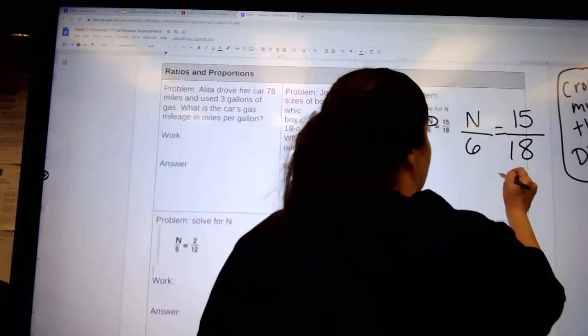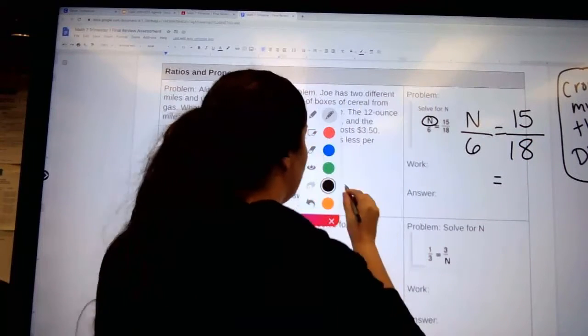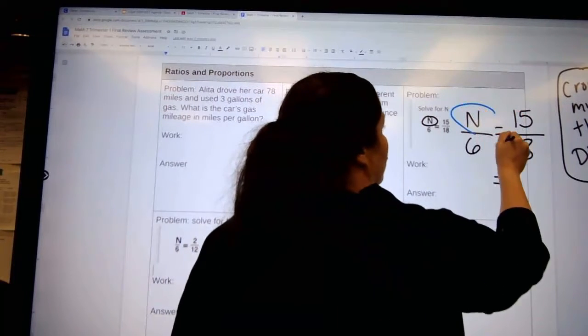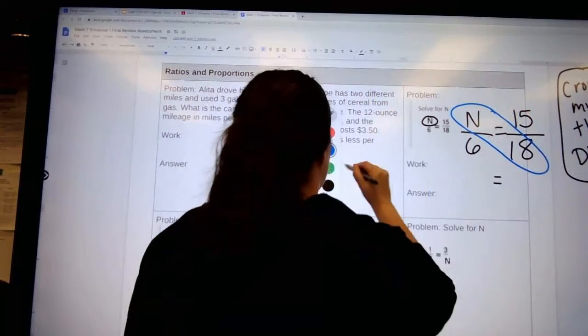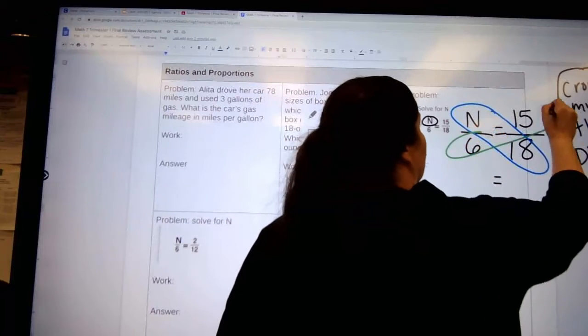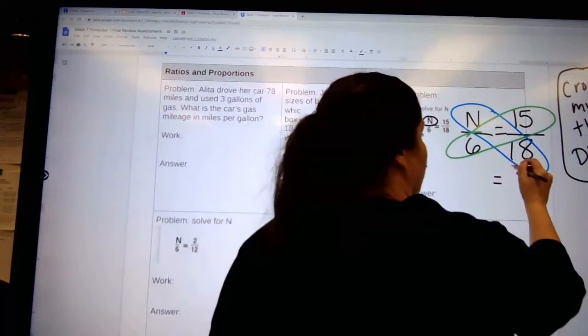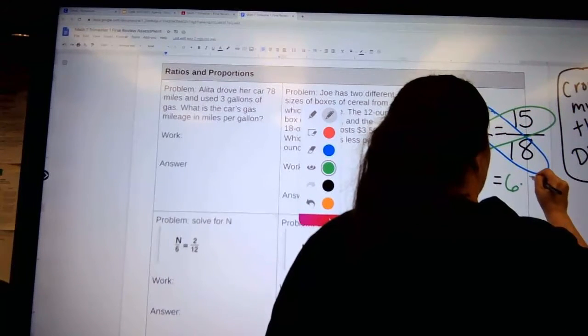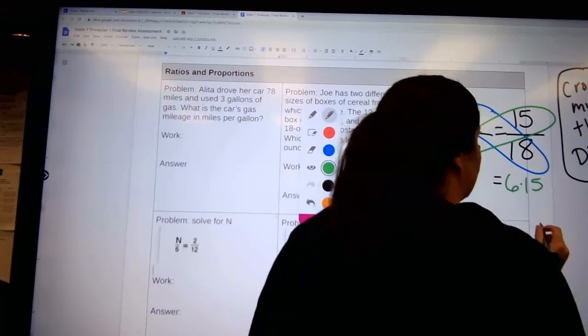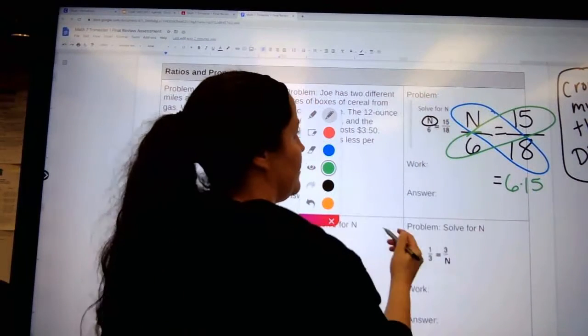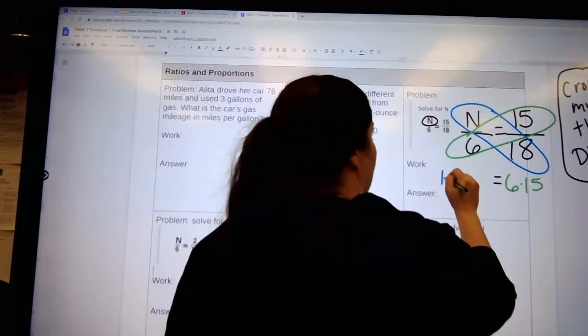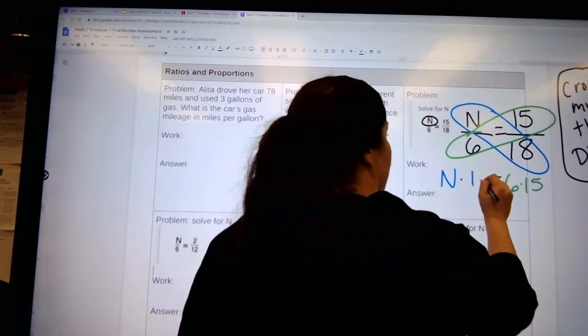So you want to bring down the equal sign, and you're going to set up a new equation where you multiply the cross numbers. So n and 18, and 6 and 15. So let's just write them out. 6 times 15. There it goes. 6 times 15. The dot means multiply. And then this side is n times 18.